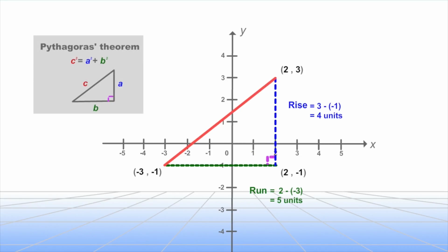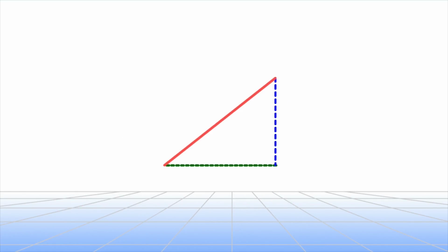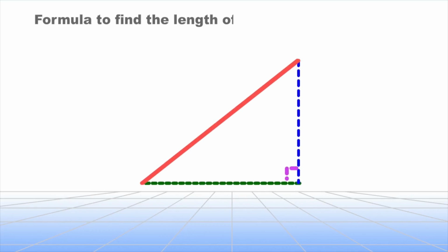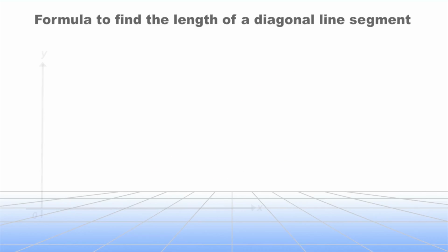Hence, using Pythagoras' theorem, the length of the diagonal line segment is the square root of 4 square plus 5 square, which gives us 6.40 units, correct to 3 significant figures. You'll probably agree with me that it would be rather tedious to always construct a right-angled triangle to find the length of a diagonal line segment. Let us try to generalize a formula to help us find the length of such line segments.